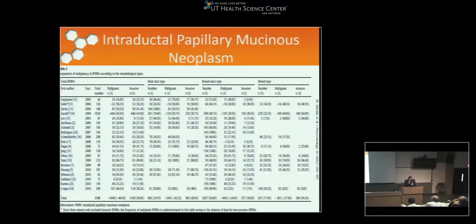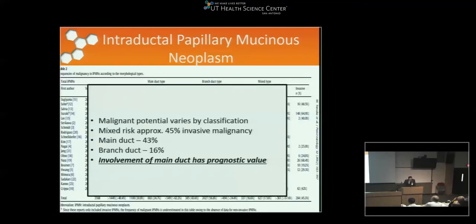Because of their malignant potential, a lot of attention has been paid to distinguishing which types of these IPMNs carry the worst prognosis and the highest incidence of invasive cancer. And we know that their malignant potential varies by classification, with mixed IPMNs carrying about a 45% chance of invasive malignancy. Similarly, main duct IPMNs have a 43% chance, while branch duct are by far the lowest incidence of invasive cancer, suggesting that involvement of the main duct has significant prognostic value.